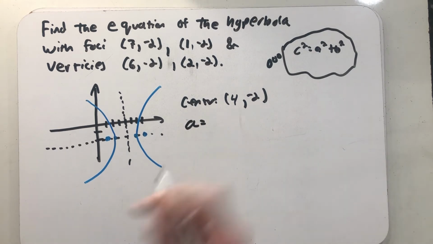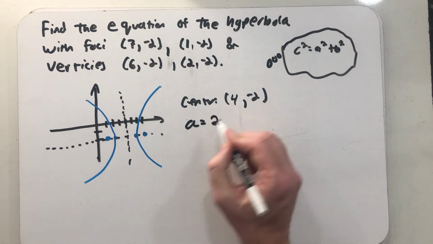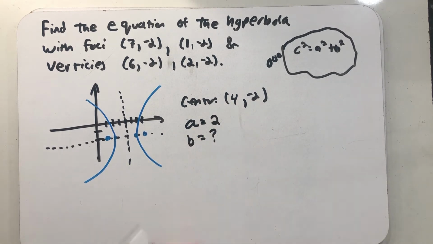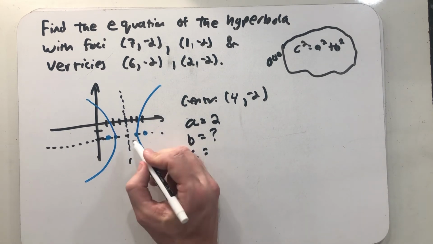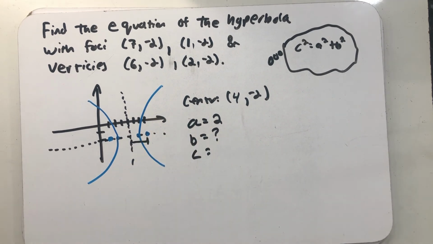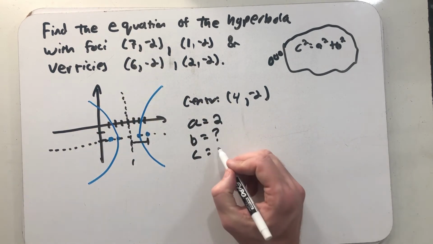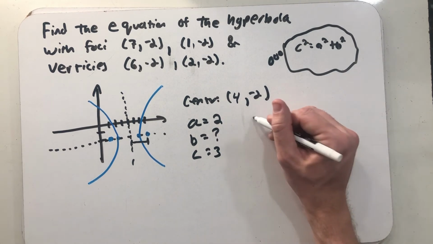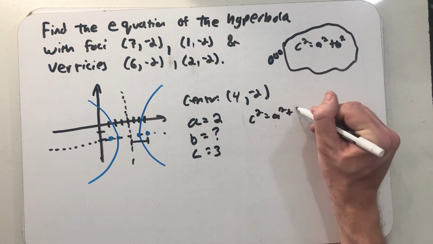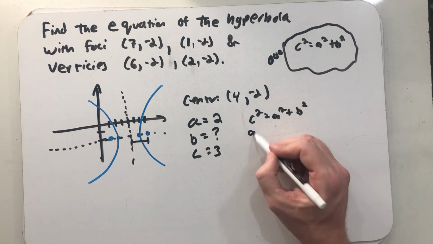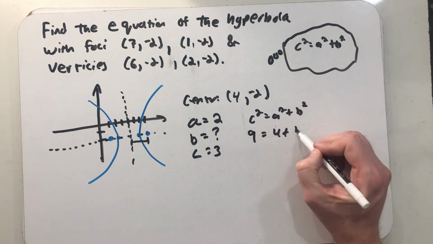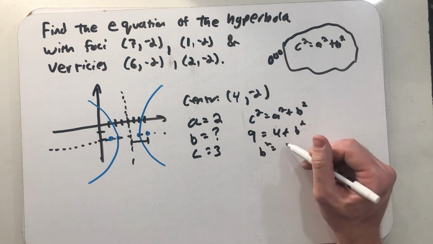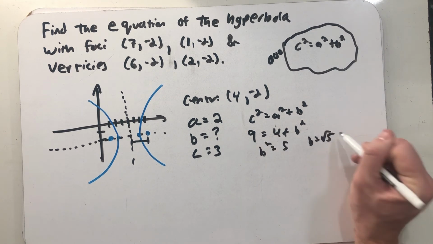All right, this lets me calculate a, the distance between the center and one of the two vertices. Well, a is going to have to be 2. I want to know b eventually. c is the distance between that center point and one of my two foci. And so I think that that's going to be 3. So let's find b. c squared is equal to a squared plus b squared. Let's see, that's a 9, a 4, and a b squared. And b squared is going to have to be 5, and b is the square root of 5.